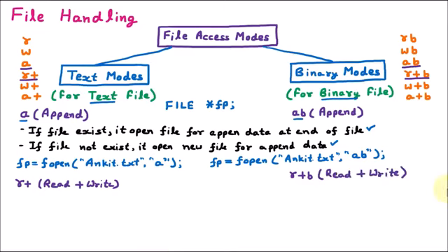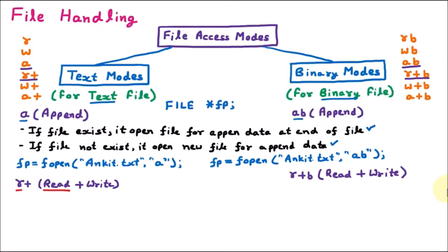Here we know that the first is the R plus. Here read is the major, so all the cases of read will be followed. We know that in read we have two cases. The first case is if the file exists, it opens the file for reading. And the second case is if the file does not exist, then the compiler returns a null pointer.